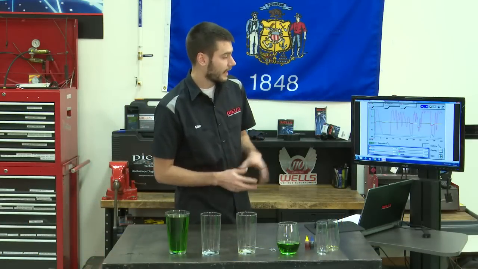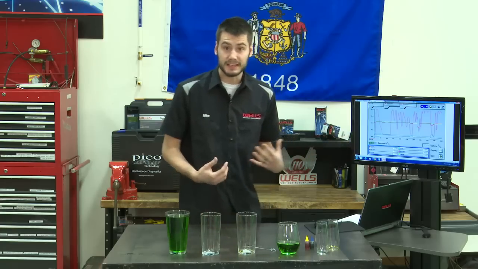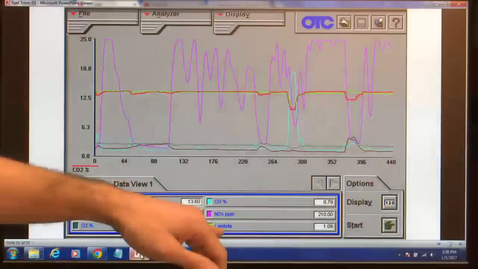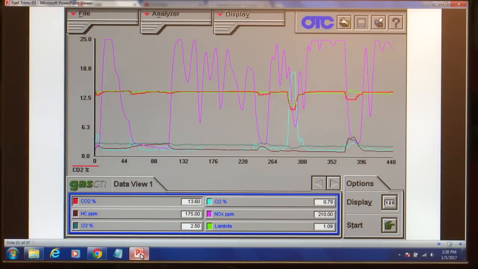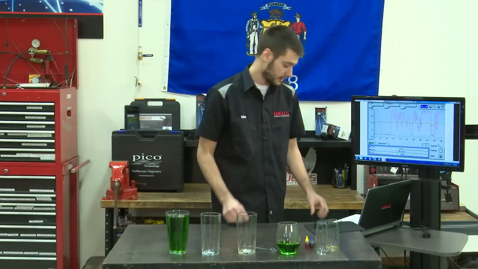The only thing that I notice in this that strikes me as odd is this lambda number right here. Lambda 1.09, okay? That means something. I'm going to get to that in a minute, so just stick with me.